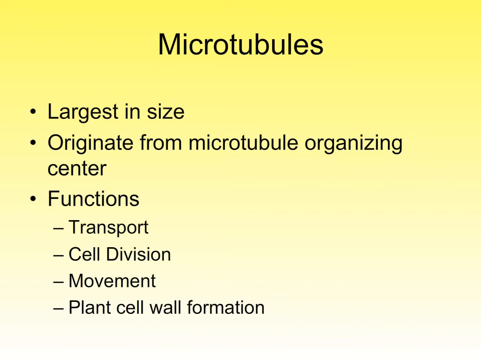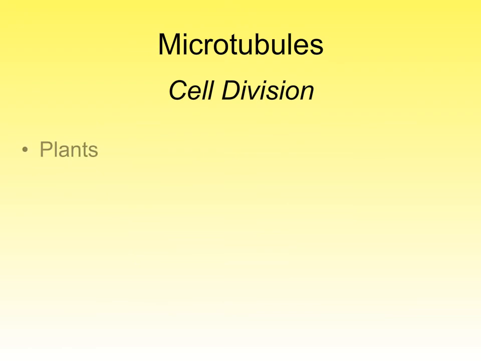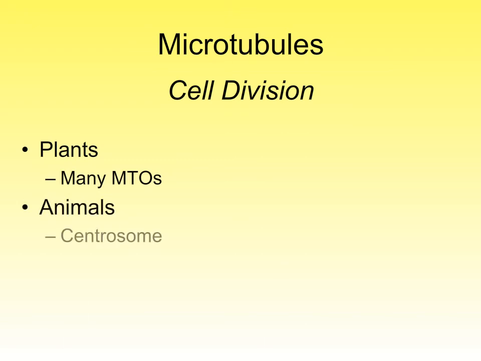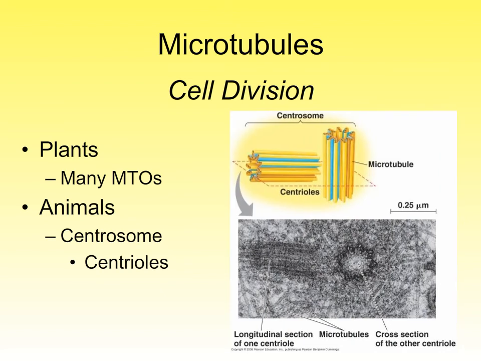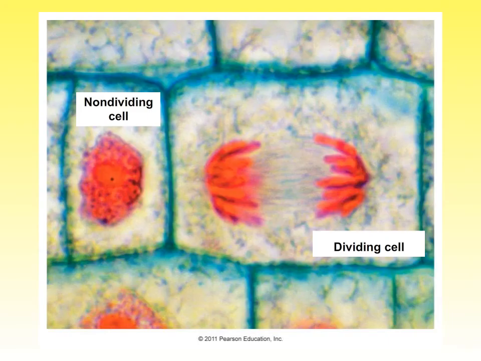They assist in transport within the cell, are critical to cell division, and are found in structures that allow the entire cell to move. While plants have many microtubule organizing centers, most animal cells only contain one, the centrosome. A pair of microtubule bundles called centrioles are found in the centrosome. The chromosomes are stained red in these plant cells. The threads you see between the chromosomes are microtubules that ensure the DNA is properly distributed in dividing cells.